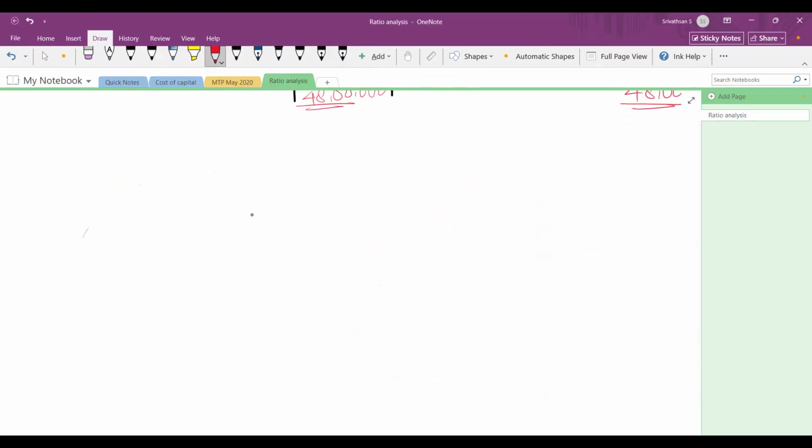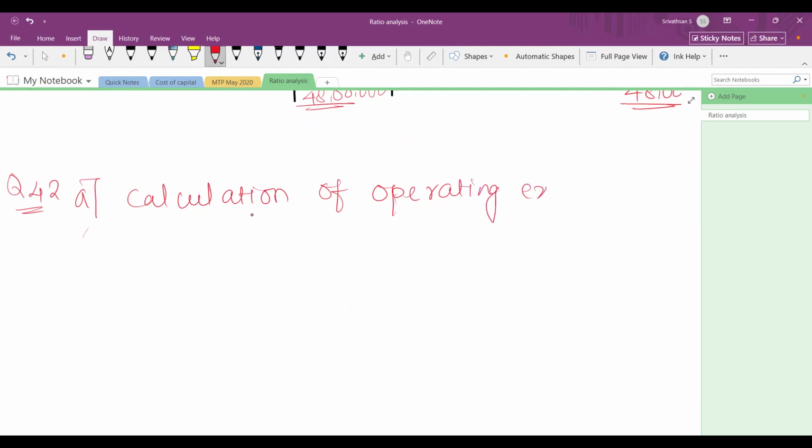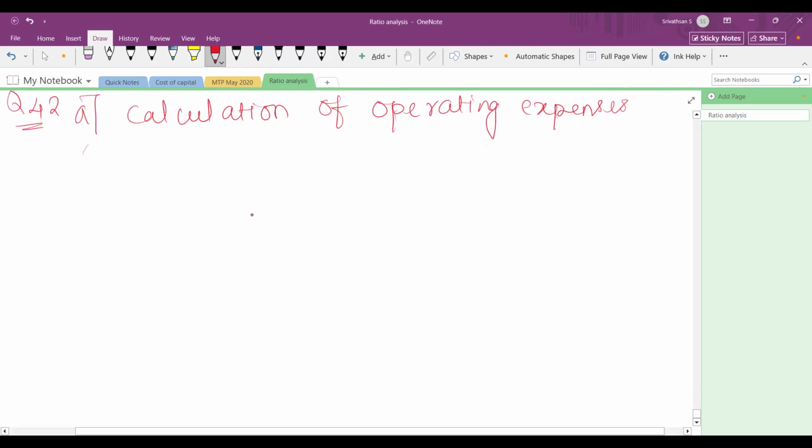Question number 42. Requirement A, calculation of operating expenses. For calculating operating expenses, we have to prepare the income statement. So start from sales and prepare the income statement.